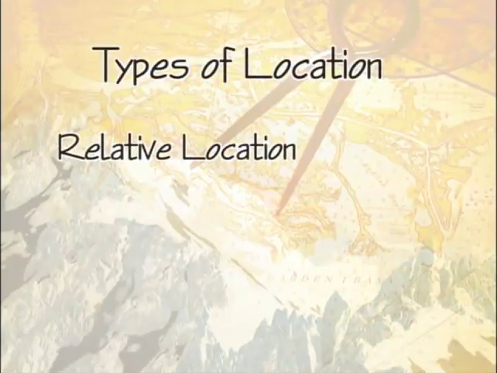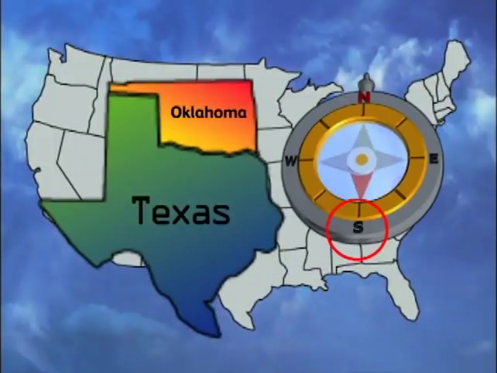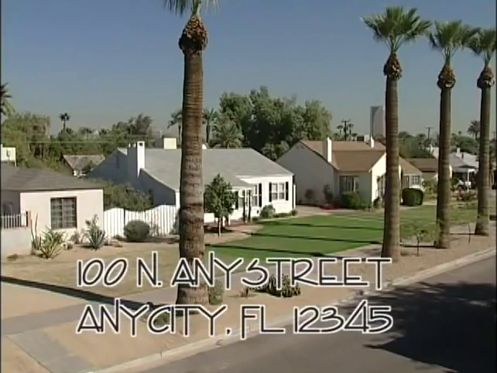Where am I? If you ask yourself that question, then you want to know your location. There are two types of location, relative and absolute. Relative location is where one location is in relation to another. For example, Texas is in the southern United States, south of Oklahoma. An absolute location is an exact point like your home or a city. Absolute locations can be described with a detailed address or with coordinates.